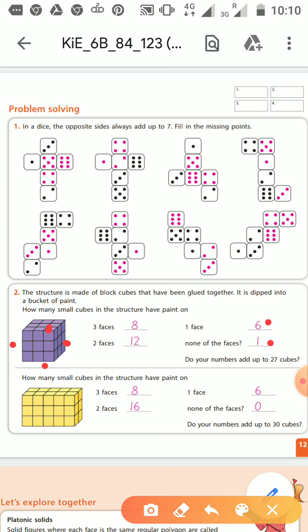And how many have got none of the faces painted? There's one right in the middle of the Rubik's Cube you can't see, but it's in the center of it all, hidden away. There's 1 cube there with no faces painted.